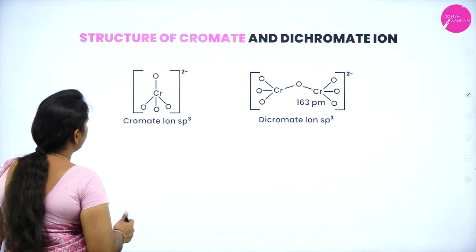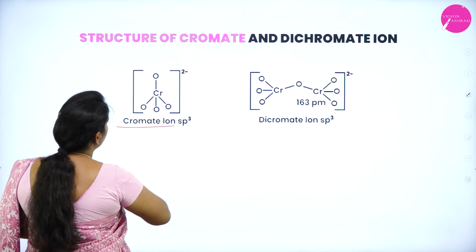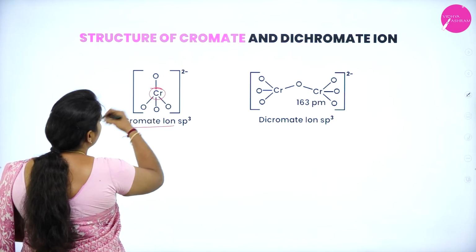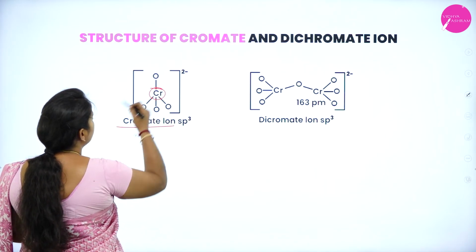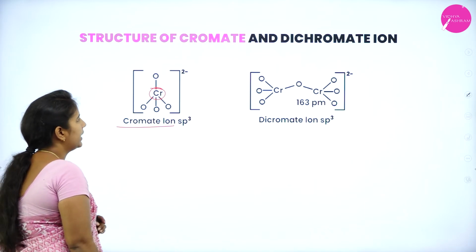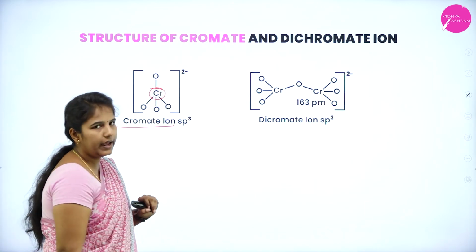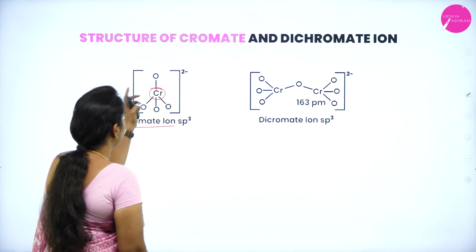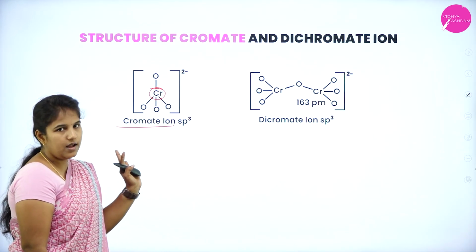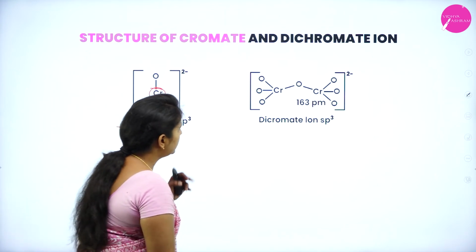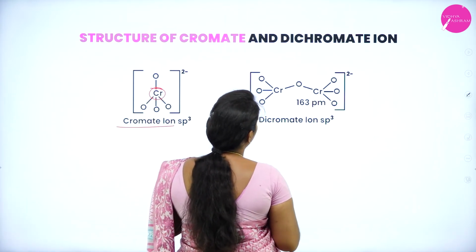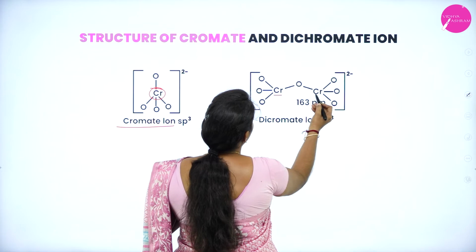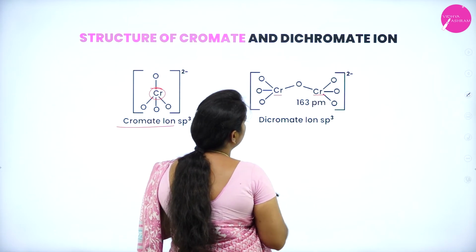Okay. So you can see the structure of chromate as well as dichromate. Already I have explained that chromate consists of one chromium atom surrounded by 4 oxygen atoms, and you can see that it has 2 negative charges. Similarly, the structure will be tetrahedral.